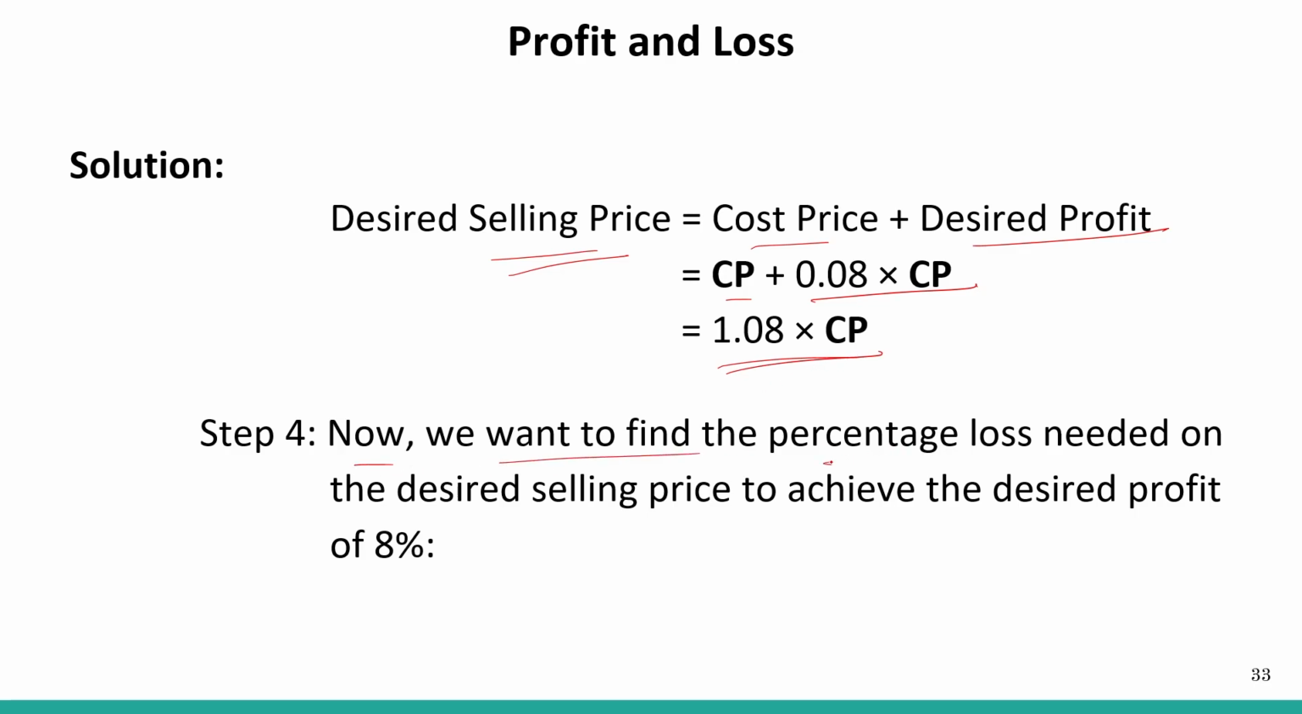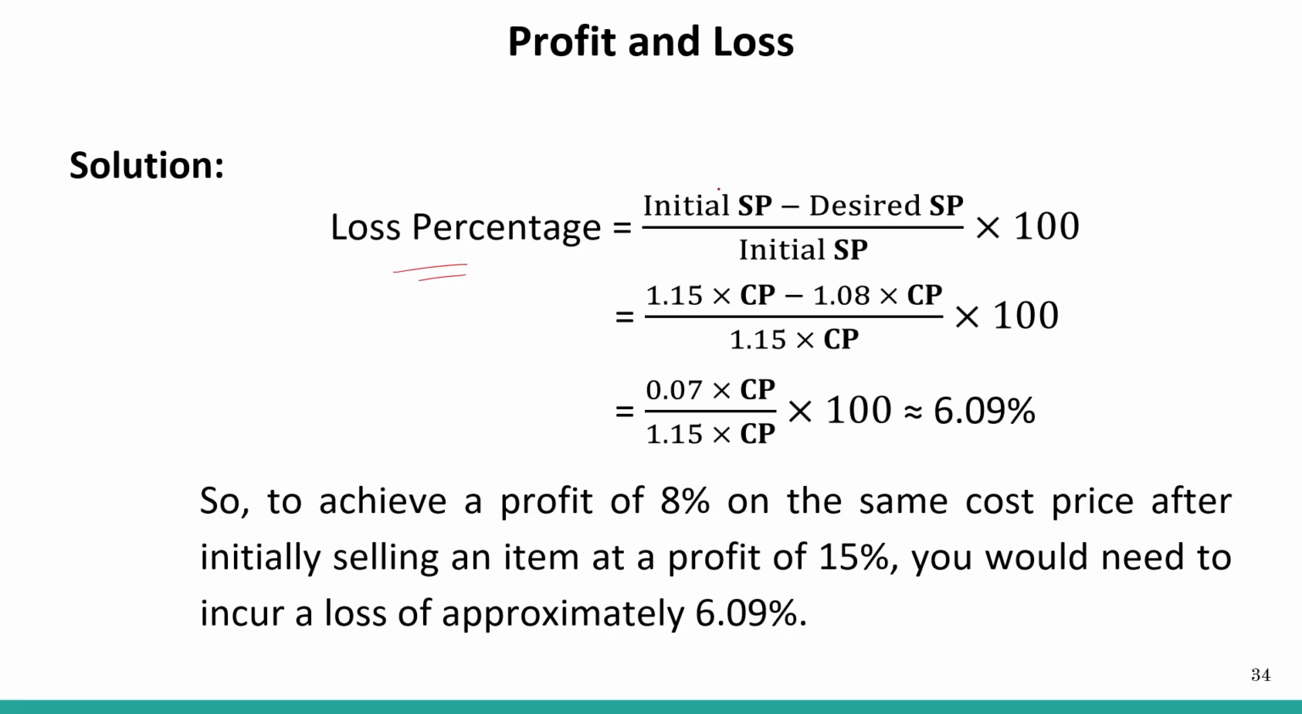Now we want to find the percentage loss needed on the selling price to achieve the desired profit of 8%. So loss is the initial selling price minus the desired selling price, which is 0.07 CP. Divided by the cost price, into 100, it will be approximately 6.09%. So to achieve a profit of 8% after initially selling the item at 15% profit, you need to incur a loss of approximately 6%. This much loss we need in order to sell at the desired profit of 8%.